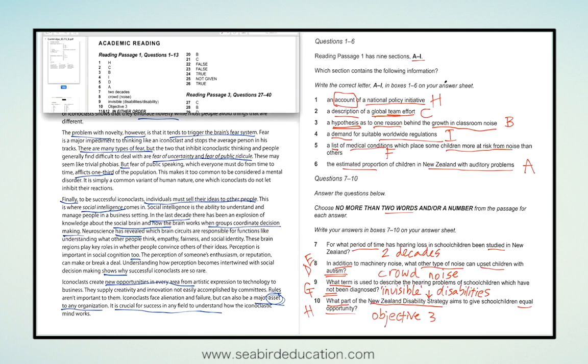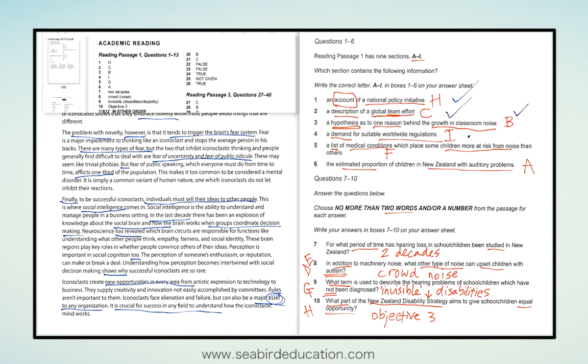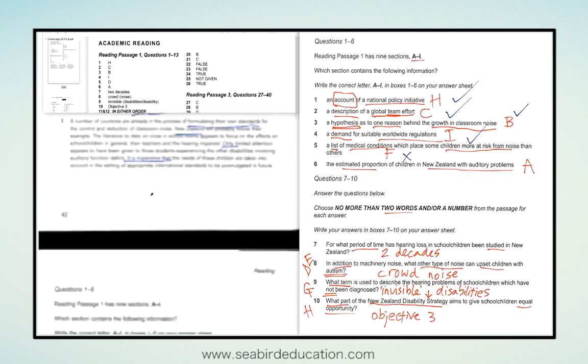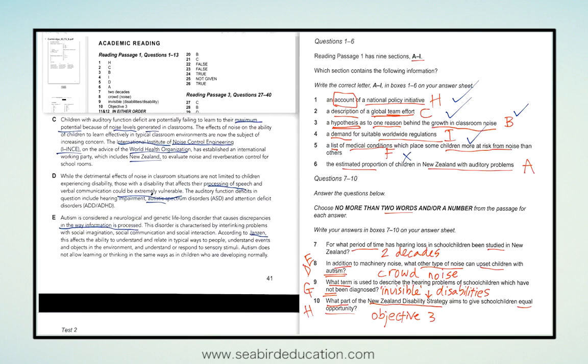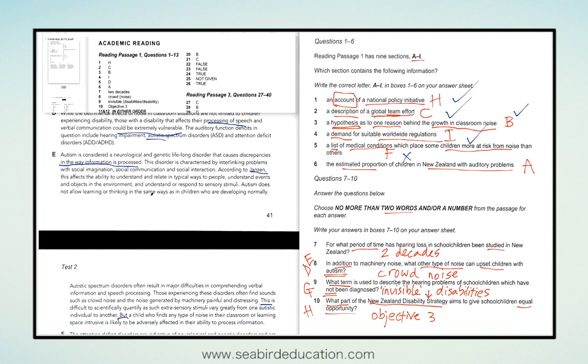Okay, now we've got the answers on the left over here, and my answers over here, and let's see how many I got wrong, considering I had to rush at the end. So H, the first one, which is good, and C is good, then B, A, now there's a mistake. A list of medical conditions which place some children more at risk from noise than others. That is D, not F.